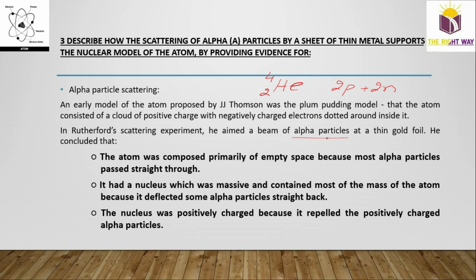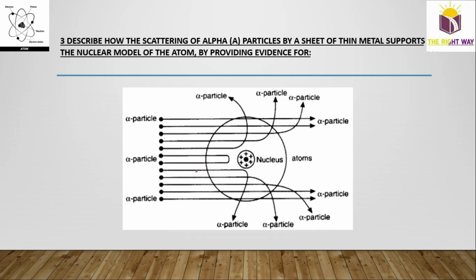When these alpha particles, which are also known as helium nuclei, are bombarded on a thin gold foil, what happened? First I will show you some figure, then we will come back to the explanation. Most of these alpha particles pass straight through the foil. Some are deflected at some angles. Some are reflected back.